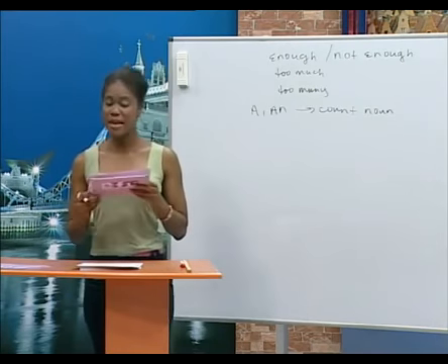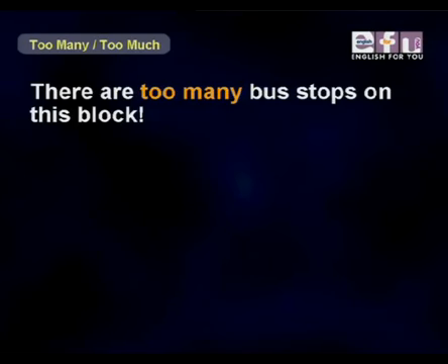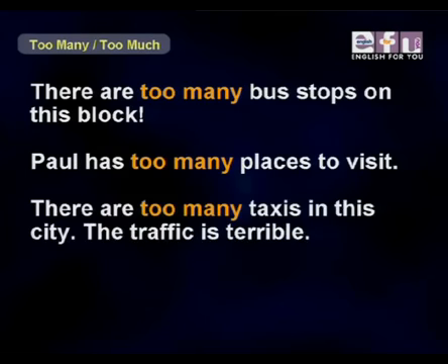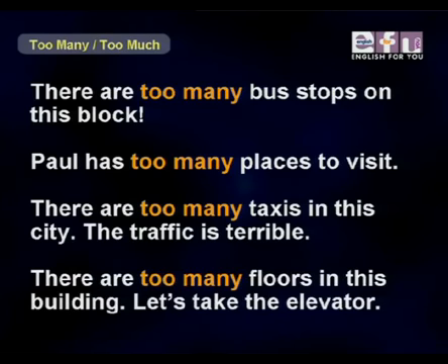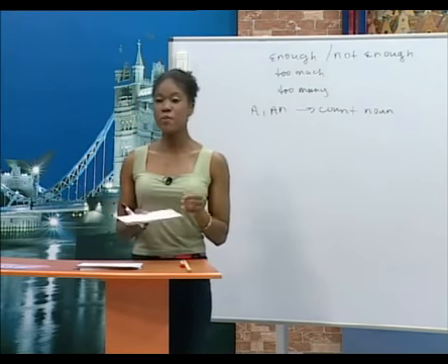First, we'll look at too many. Examples. There are too many bus stops on this block. Next, Paul has too many places to visit. There are too many taxis in this city. The traffic is terrible. There are too many floors in this building. Let's take the elevator.